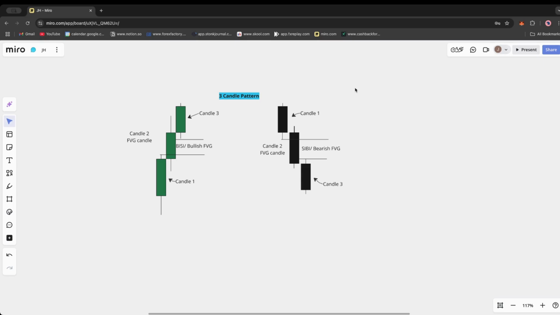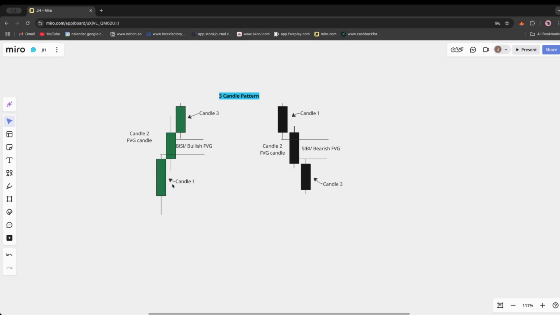Okay, so starting off, there's two types of fair value gap. We have a bullish fair value gap, or BISI, or bearish fair value gap, or SIBI. I'm going to be referring to them as bullish and bearish fair value gaps. I don't call them BISIs or SIBIs, but feel free to call them whatever you want. There's many different terms for the same thing. It's a fair value gap, or FVG for short.